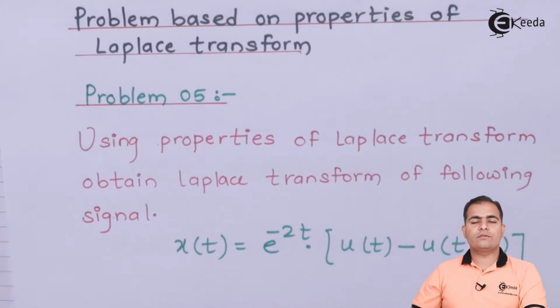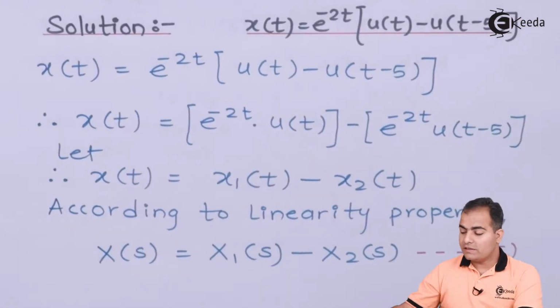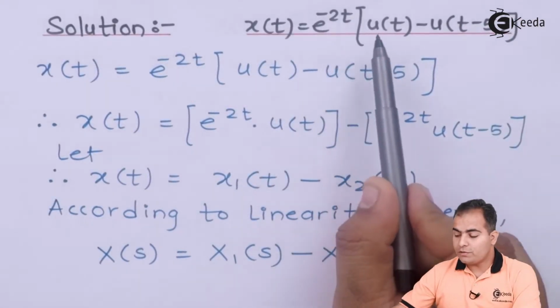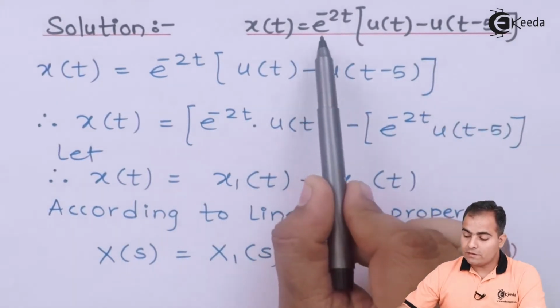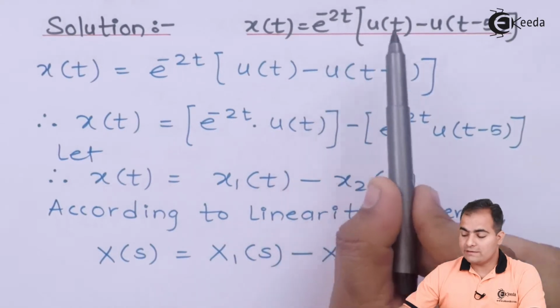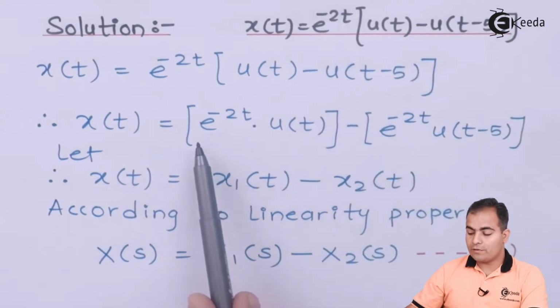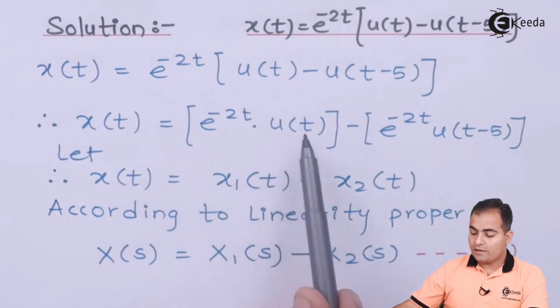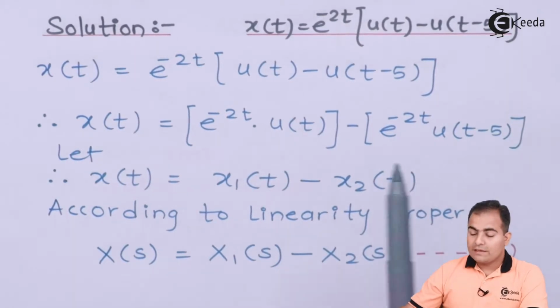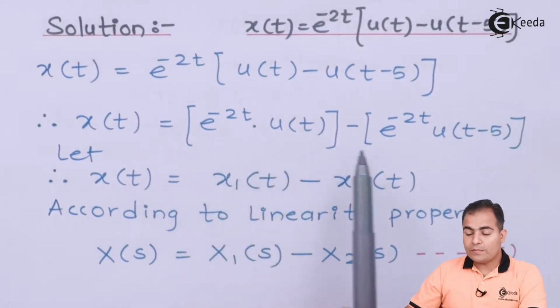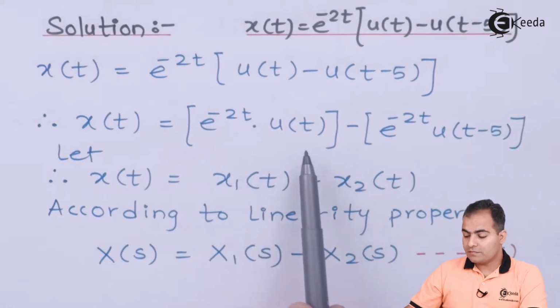So let's go through the solution first. The question is e to the power minus 2t, u of t minus u of t minus 5. As I told you earlier, first of all multiply this e to the power minus 2t inside this bracket. So what you will get? e to the power minus 2t u of t minus e to the power minus 2t u of t minus 5. And now consider these two parts as two separate functions.